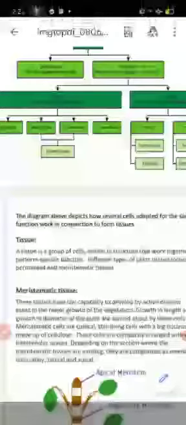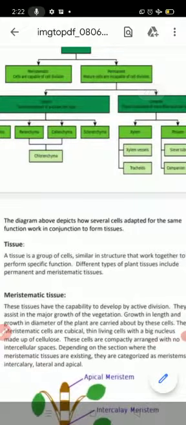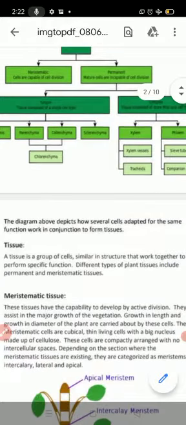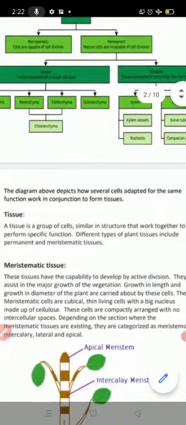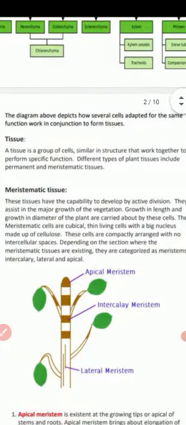Xylem is divided into two forms and makes xylem vessels and tracheids, but phloem makes sieve tubules and companion cells. So these are permanent and meristematic tissue in the case of plant tissue. Okay, now we have learned what plant tissue is. We are clear. Now we discuss meristematic tissue.